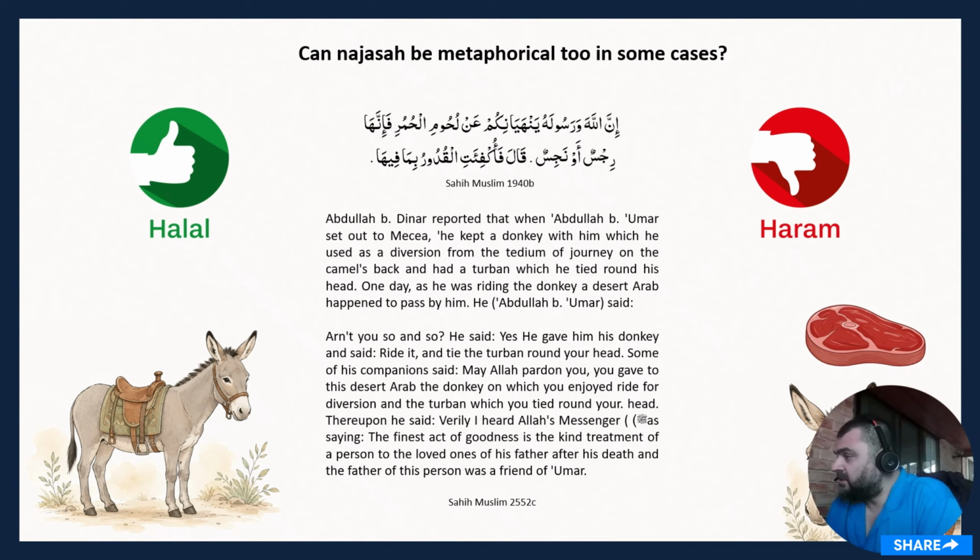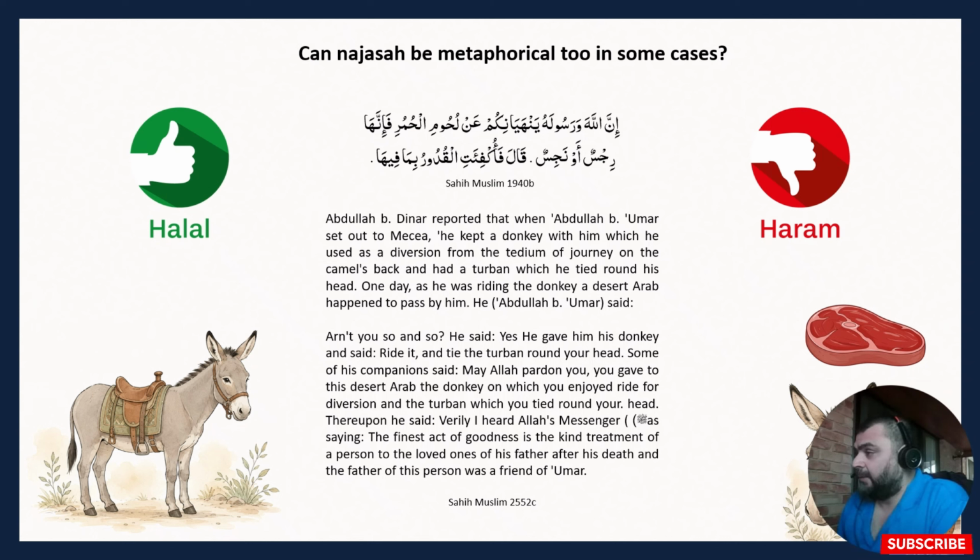You gave it to that person, and now you don't have any right. Why did you do that? And your honor, your turban, you gave to that person as well. Then he gave a very beautiful statement, which is: the finest act of goodness is the kind treatment of a person to the loved ones of his father after his death.